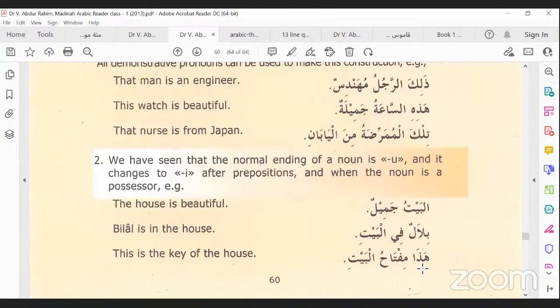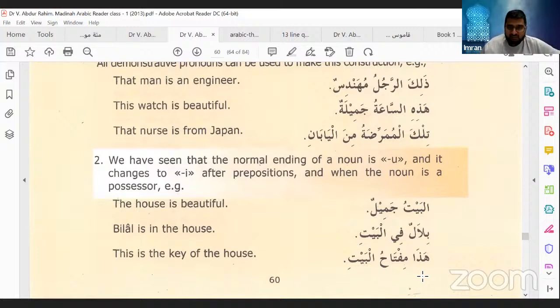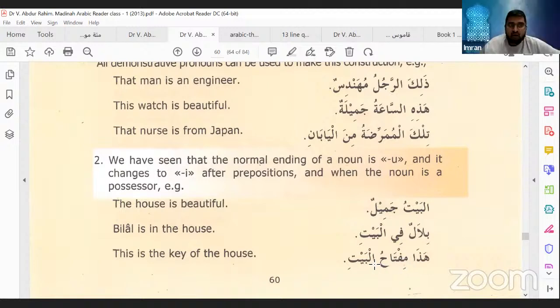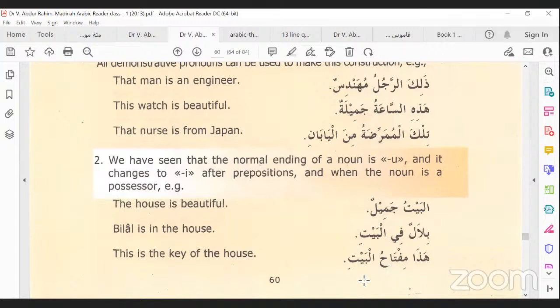This is complicated. Hadha. No, it's not complicated. Hadha is by itself. Hadha is the subject, the mubtada. Oh, okay. Miftahul bayti. What type of relationship does it have, or what type of construction is this? Miftahul bayti is just like fil bayti. Miftahul bayti will be the khabar.